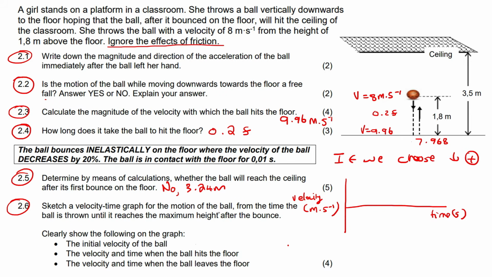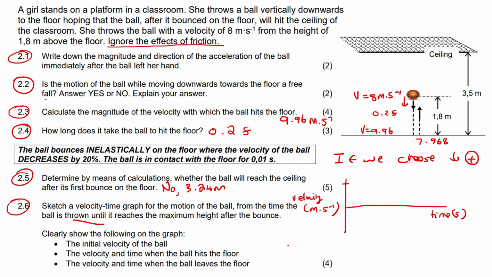Check here. Sketch a velocity time graph from the time the ball is thrown. So immediately when it was thrown, what was its velocity? 8. Now be careful. Was it 8 down or 8 up when the person threw it for the first time? It was 8 down, and we just chose down as positive.